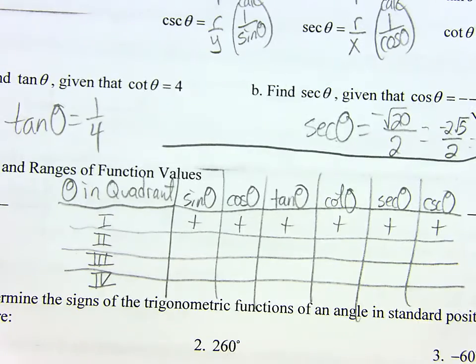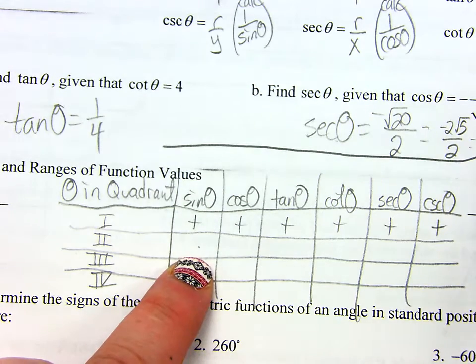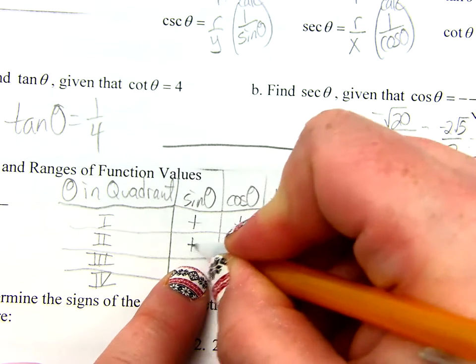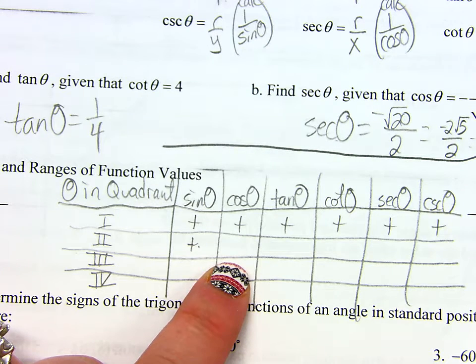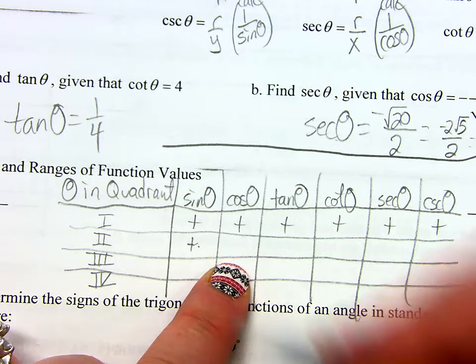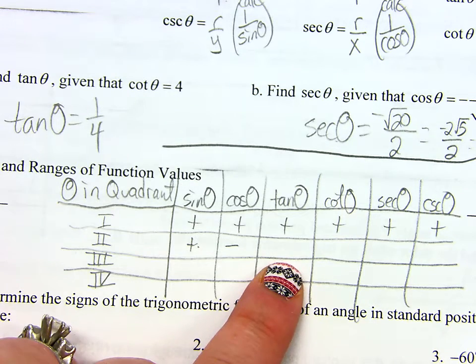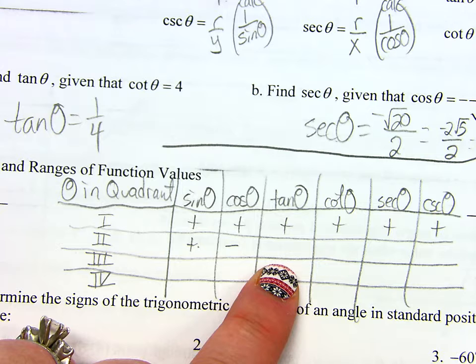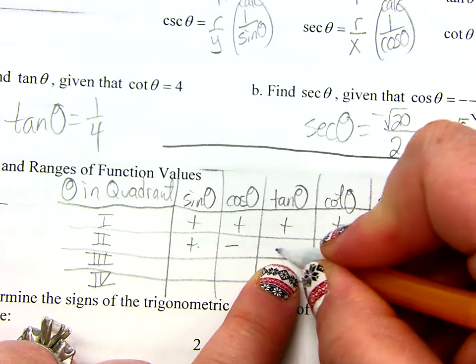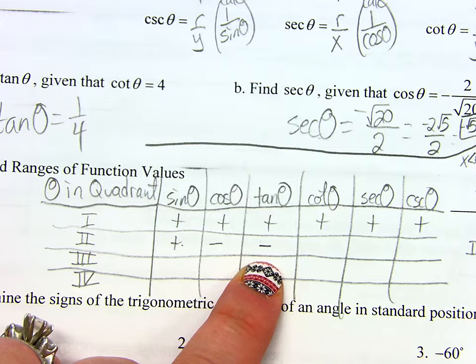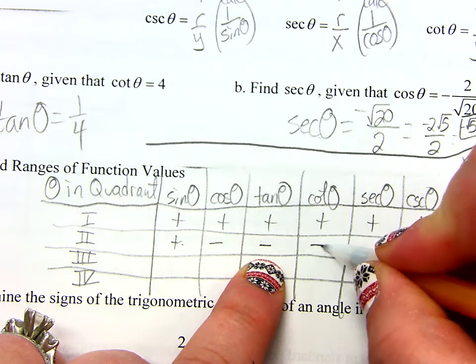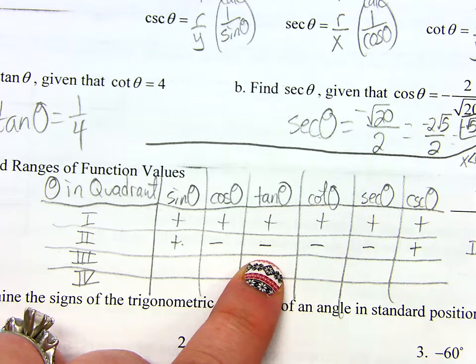If I were doing sine in quadrant 2, sine is y over r. Y and r are both positive, so sine in my second quadrant will always be positive. Cosine is x divided by r, a negative number divided by a positive number, so cosine will always be negative. Tangent is y divided by x, a positive divided by a negative, so tangent will always be negative. And once I have the first three, the next three are just the reciprocals. So cotangent will be negative, secant will be negative, and cosecant will be positive.